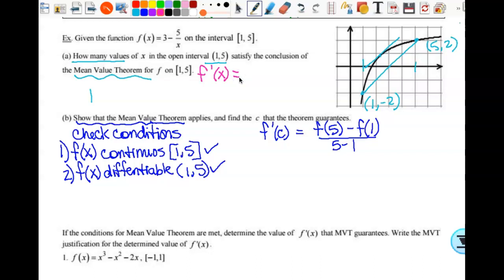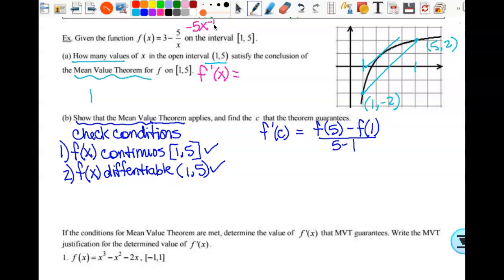well, what do you think that is? Should I rewrite that to make it a little bit easier? What's the derivative of 3? 0. So we really don't even care about that part. But this is negative 5 times x to the what? Negative 1. Okay. I suggest you do that because even if you're thinking about the exponent right, you might miss the multiplying by a negative part of that.